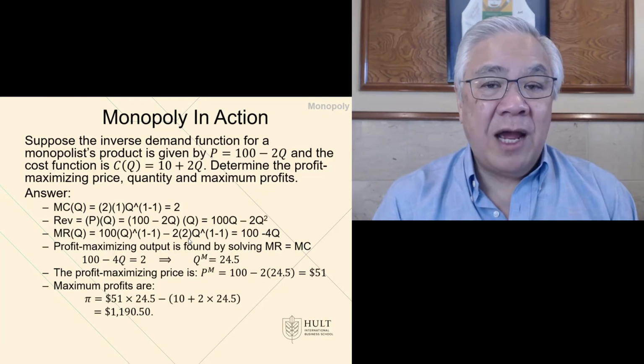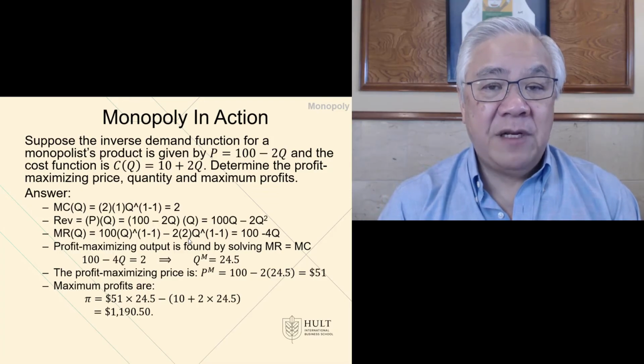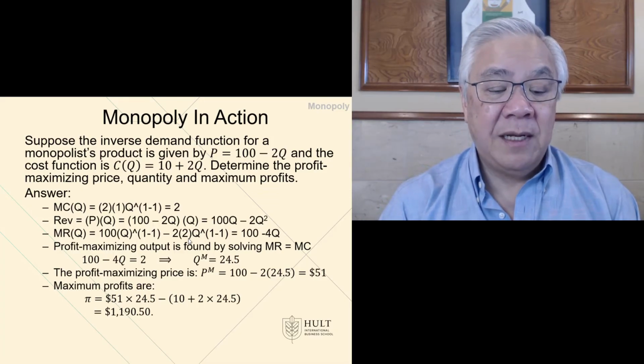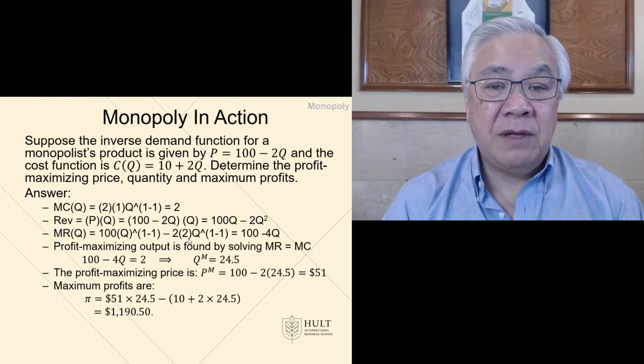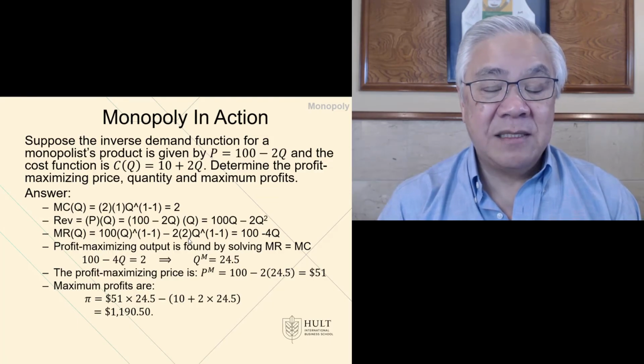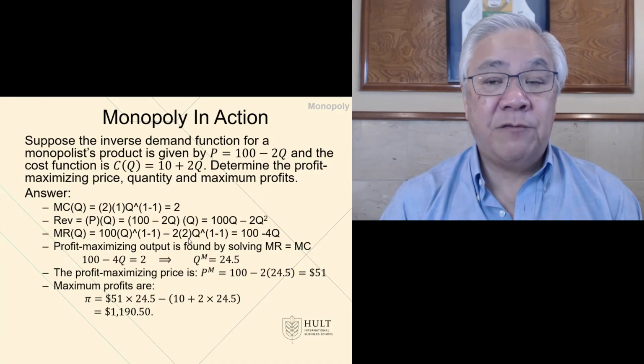And now we can derive our maximum profit. Profit equals the price of 51 times the quantity, 24.5, minus, looking at the cost function, 10 plus 2 times 24.5.